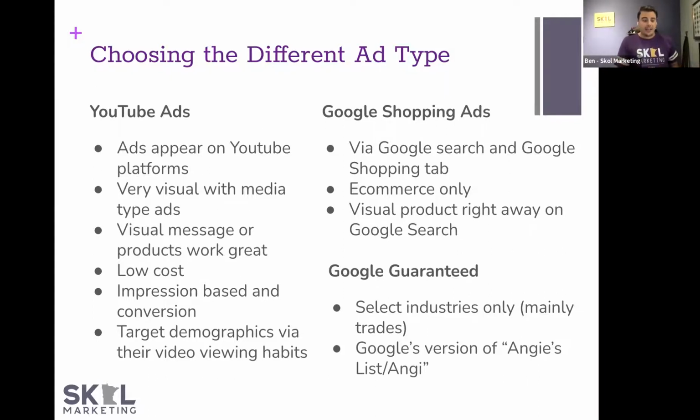And then the last one is Google Guarantee. This one is going to be mainly Google's version of Angie's List. It really works for select industries, like the trades or the home services, your roofers, your plumbers, those types of ones. That's specifically what this is made for. You can actually get a full list, if you are in the service-based industry, to see if your service is allowed on Google Guaranteed. Just by Googling it, they always have an updated list of all the industries that they're allowing for people to run ads on.